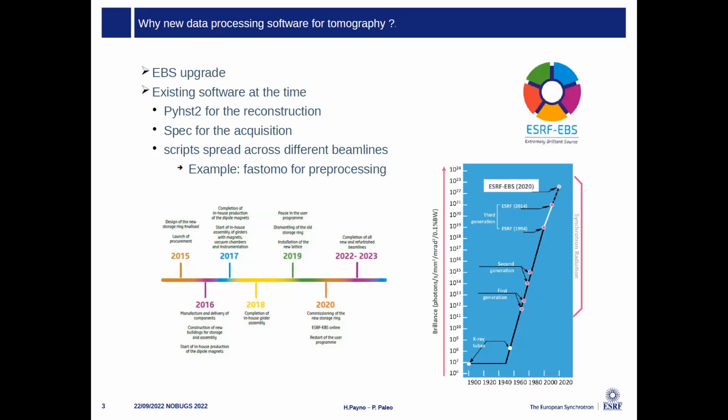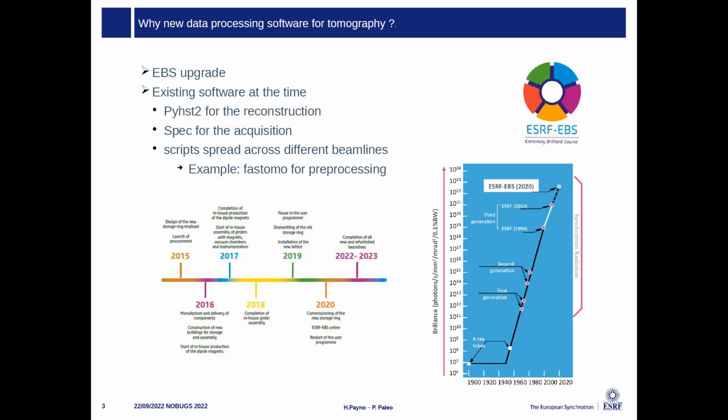And at that time, there was already some existing software like PyHST2, which was well known by the community, but which was not so easy, I would say, to improve and add new features to. We were using spec and EDF files for the acquisitions. Now we moved to Bliss, as it was mentioned on the first day. And there were also several scripts spread over different beamlines, which were difficult to trust, to know which version they were using, with which features, etc.